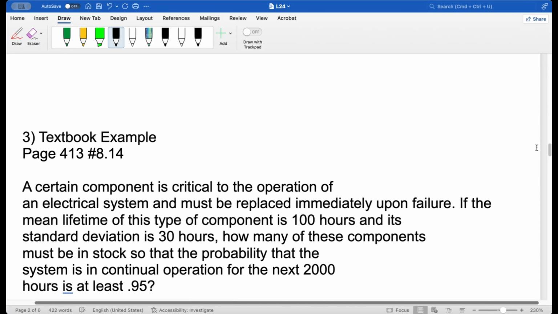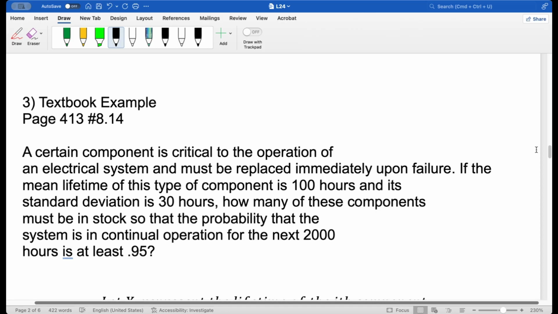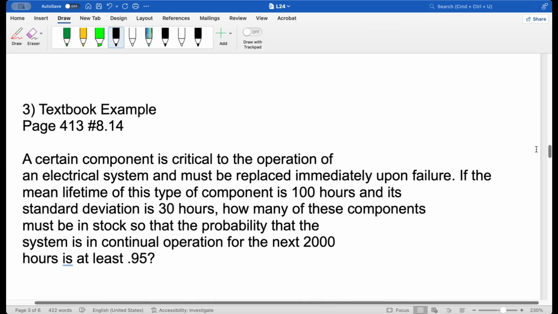All right, next example. This is from the textbook, page 413, 8.14. A certain component is critical to the operation of an electrical system and must be replaced immediately upon failure. The mean lifetime of this type of component is 100 hours. Standard deviation is 30. How many of these components must be in stock so that the probability the system is in continual operation for the next 2,000 hours is at least 0.95?